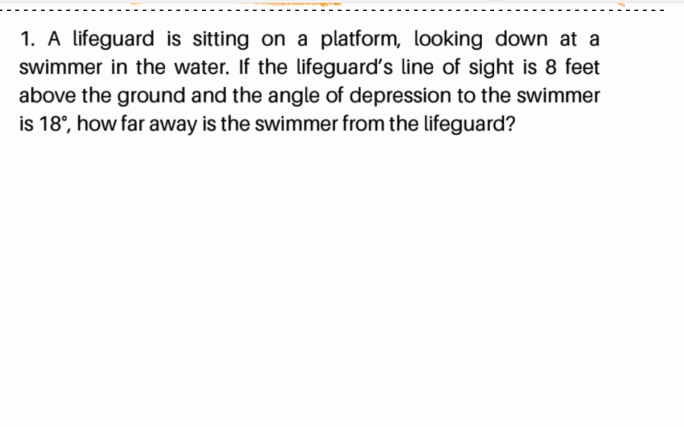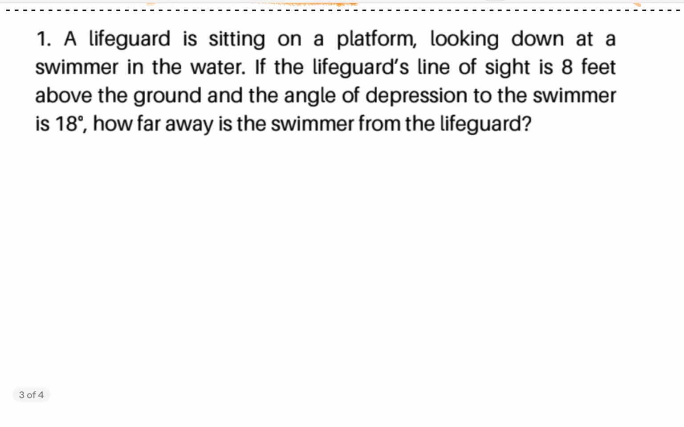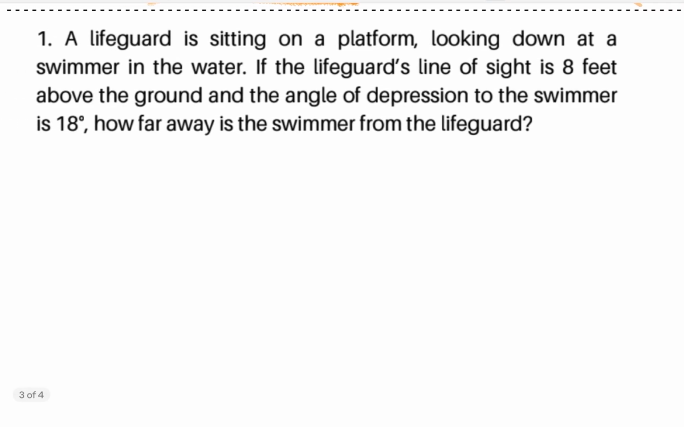A lifeguard is sitting on a platform looking down at a swimmer in the water. If the lifeguard's line of sight is 8 feet above the ground and the angle of depression to the swimmer is 18 degrees, how far is the swimmer from the lifeguard? So we can represent this with a diagram that looks like this.